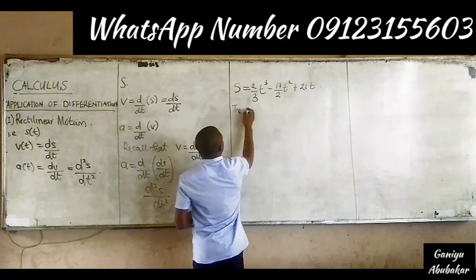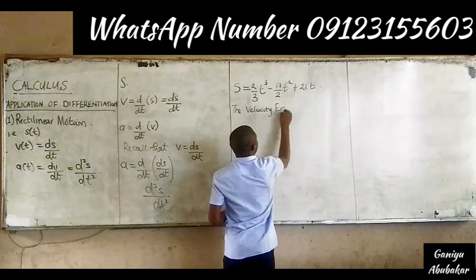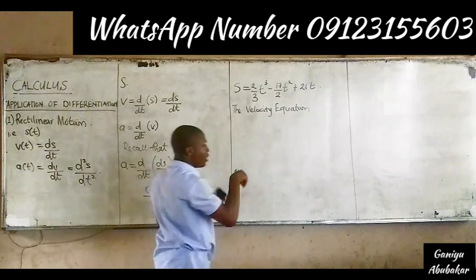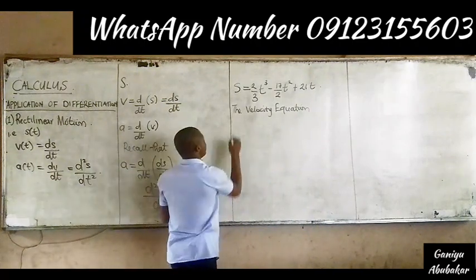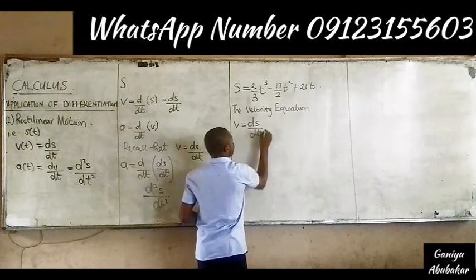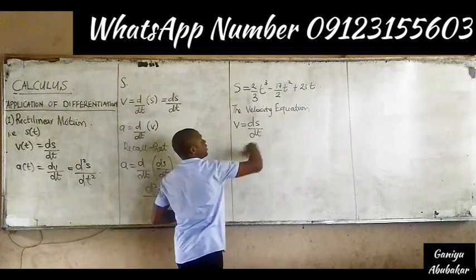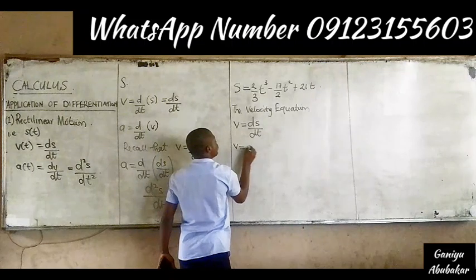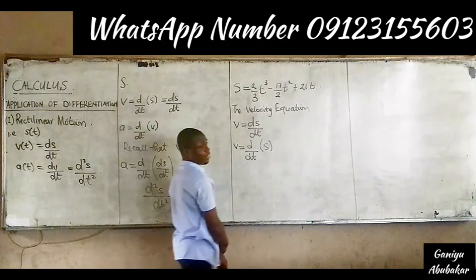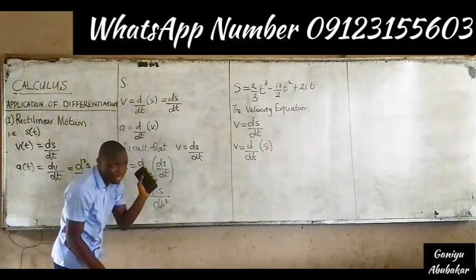So the velocity equation becomes, we said for velocity, v is equal to ds over dt, right? In other words, for writing's sake, I can rewrite velocity as v equals d over dt of distance, right? So I want to get velocity, so I will differentiate this once.